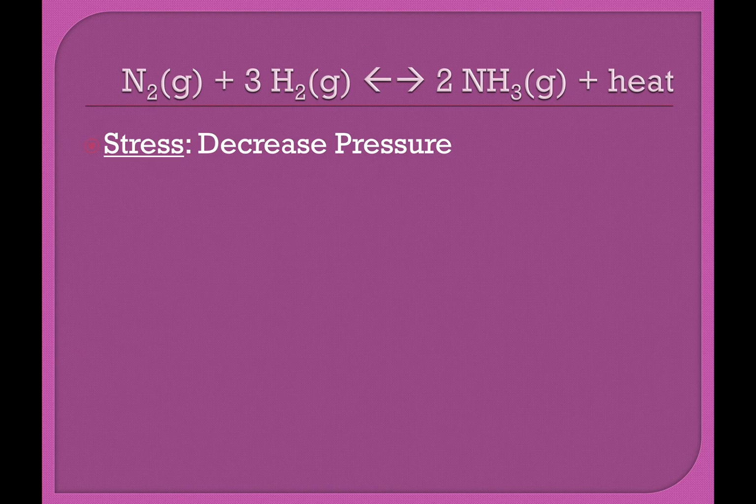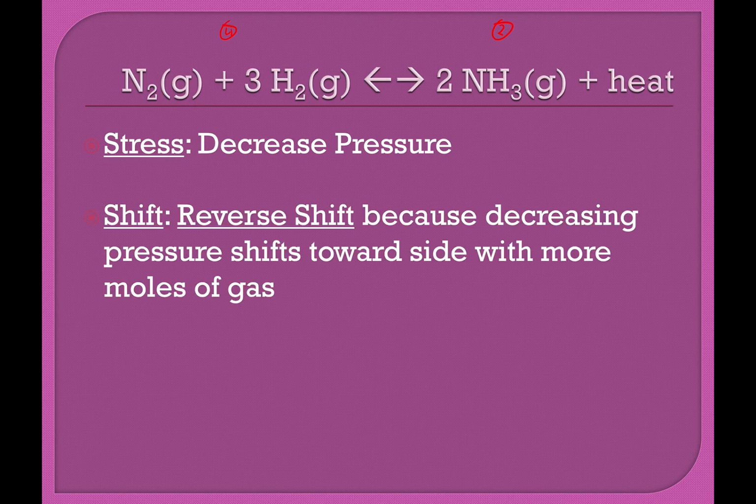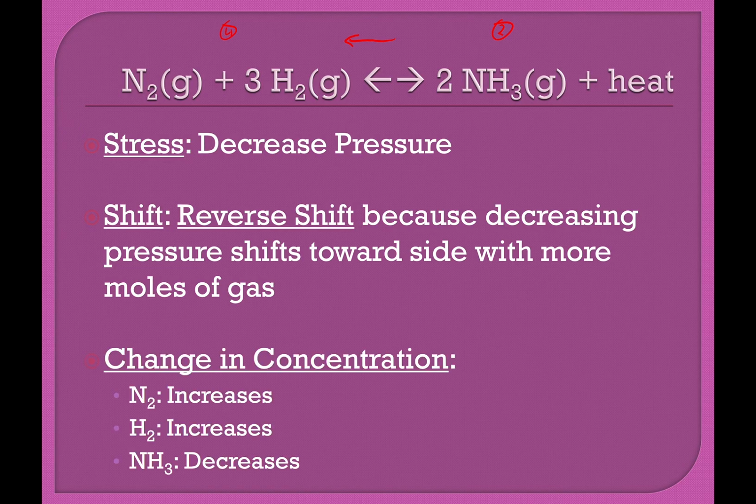Now the same holds true for a decrease in pressure. Again, we have 4 moles on the left, 2 moles on the right. A decrease in pressure will cause a shift to the side that will increase the number of collisions, towards the side with more moles of gas. More moles of gas mean more collisions, so it's a shift to the left, which will cause NH3 to decrease and N2 and H2 to increase.